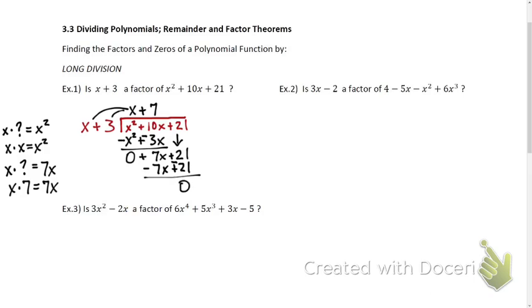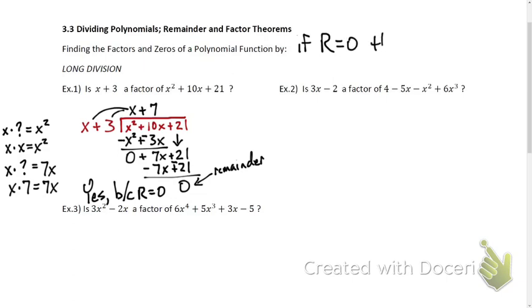So this right here is the remainder, just like back in elementary school. So I want to say yes, x plus 3 is a factor because remainder equals 0. Up here, maybe make a note. If remainder equals 0, then the divisor is a factor.